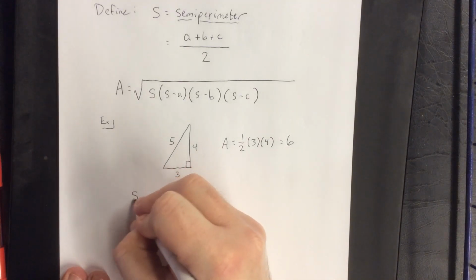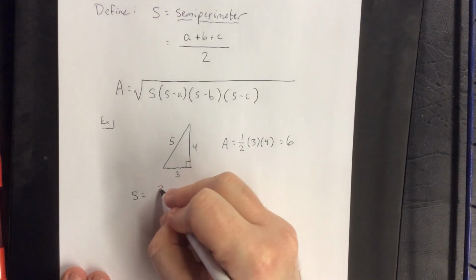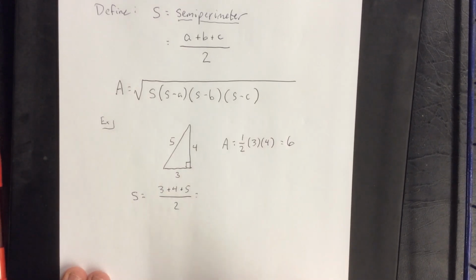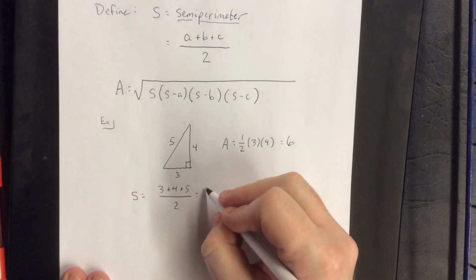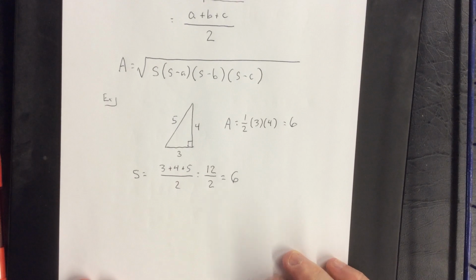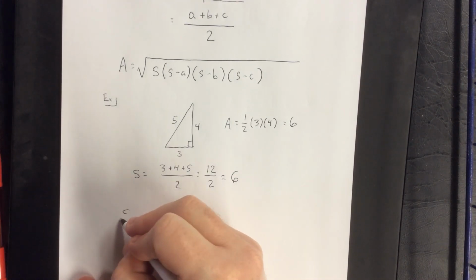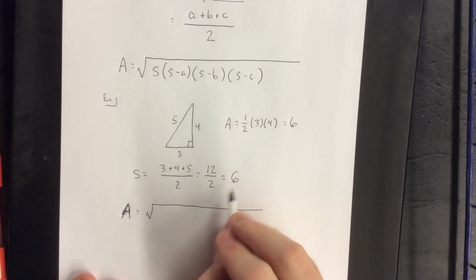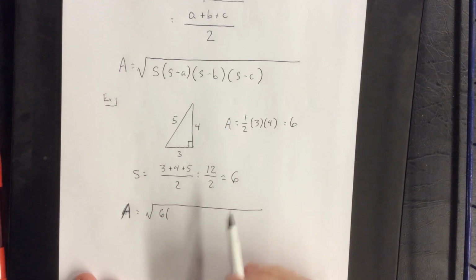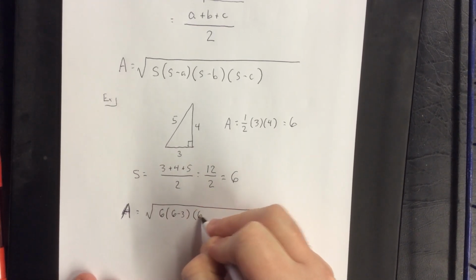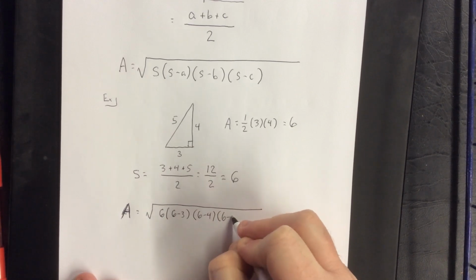According to Heron's formula, though, the semi-perimeter of the triangle would be 3 plus 4 plus 5 all over 2. The perimeter would be 12, so the semi-perimeter is going to be equal to 6. And according to Heron's formula, the area of this triangle, not the semi-perimeter, is going to be equal to the square root of the semi-perimeter, 6, times the semi-perimeter minus each of the 3 sides. So 6 minus 3, 6 minus 4, and 6 minus 5.